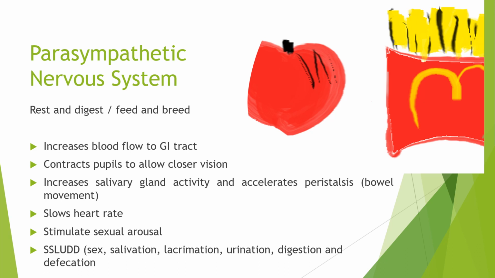And this very unhelpful acronym SLUD, sex, salivation, lacrimation, urination, digestion and defecation, helps you to remember what the parasympathetic nervous system does, if you like that kind of thing. I'll never remember SLUD though, to be honest.